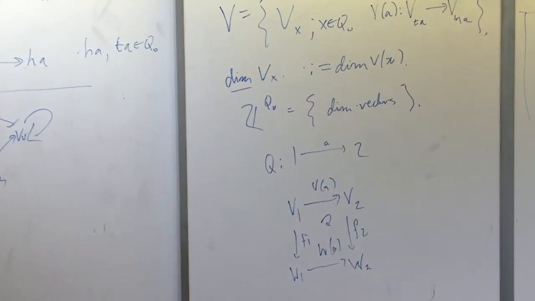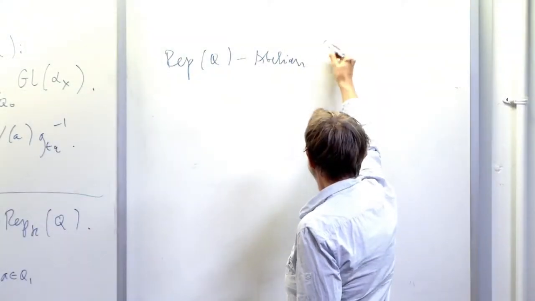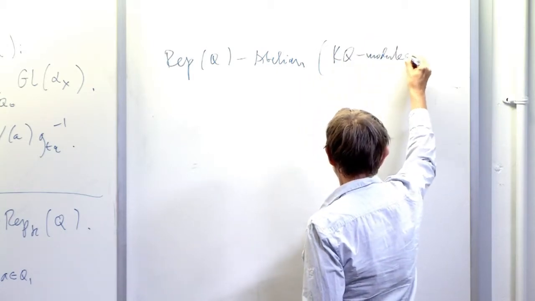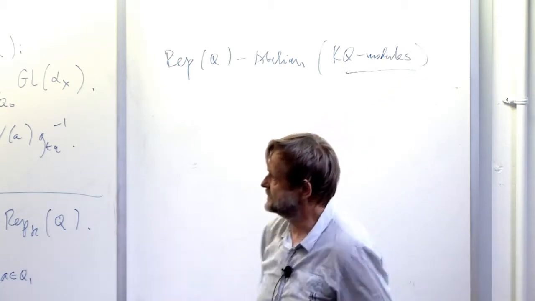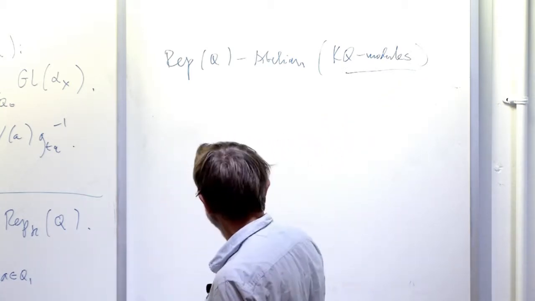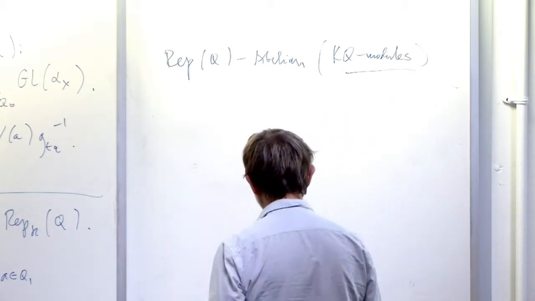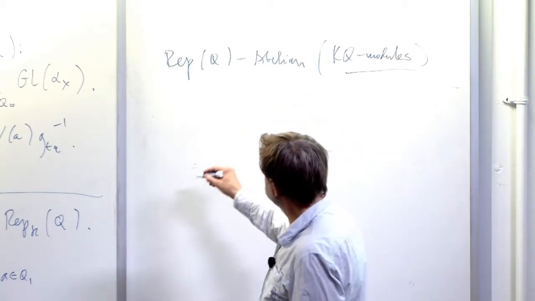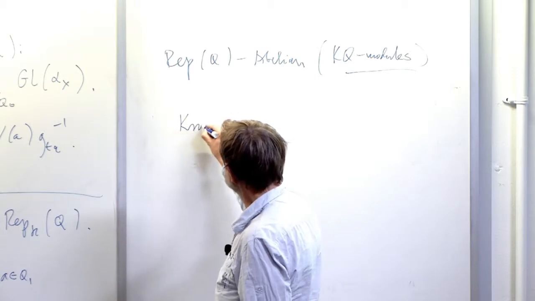So now, all right, this is a nice category, and this Rep Q is an abelian category. In fact, these are KQ modules. So there's an associative algebra, the path algebra. I won't define it at the moment. So it's a category of modules over some associative algebra. And this means that the Krull-Schmidt theorem is true.